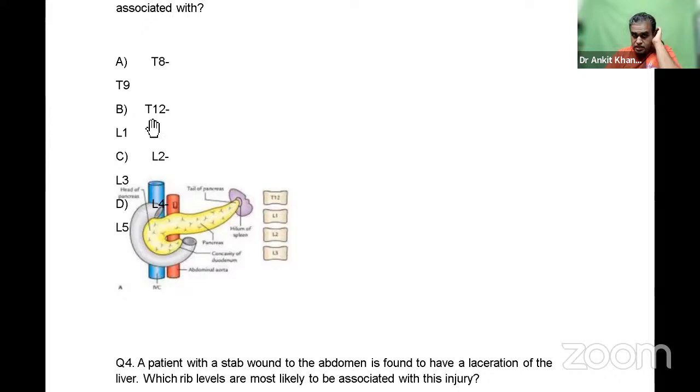If you look at the options, T8, T9, rule them out. T12, L1, very good option. L2, L3 again. L2, a bit of L2 you can see over, but L3 will be a bit below.